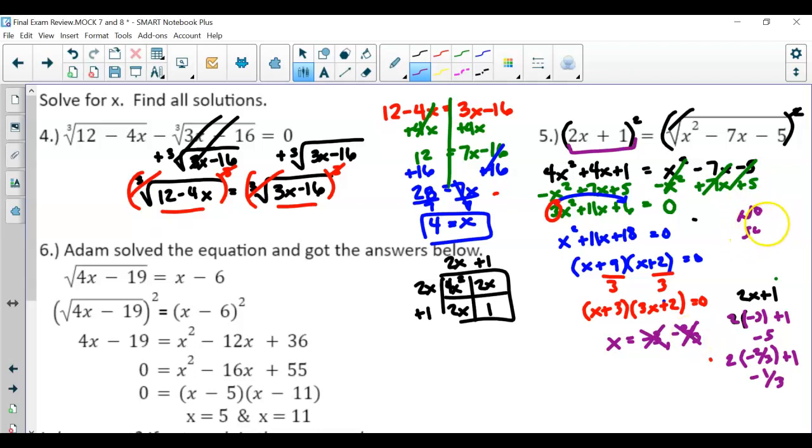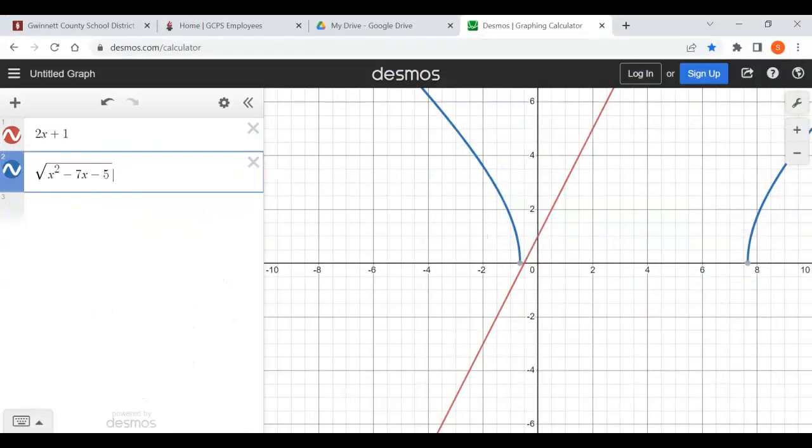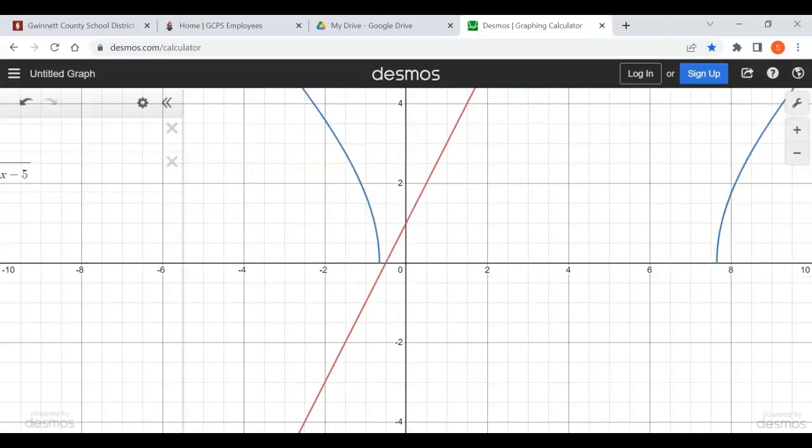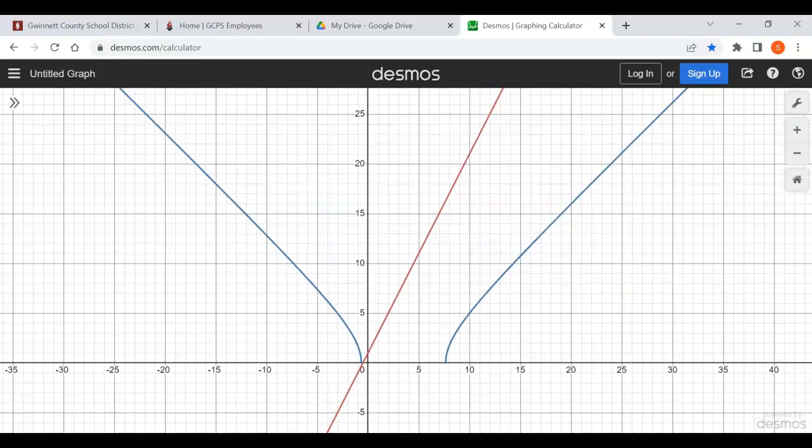No solution. Now, how can we check our work that this is a no solution? Well, we can graph this in Desmos. So again, remember when graphing in Desmos, you're going to graph the original equation, not what we used for solving and squaring both sides. We need to graph the left side here and graph the right side here. So when you graph this in Desmos, remember, you have the left side, you have the right side. So now notice here in zooming out, do they cross each other?